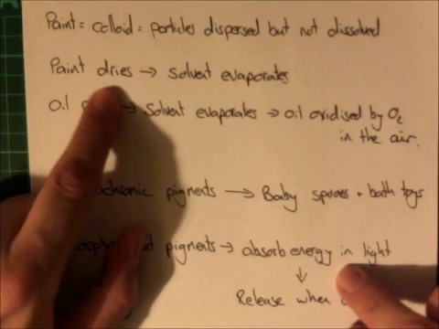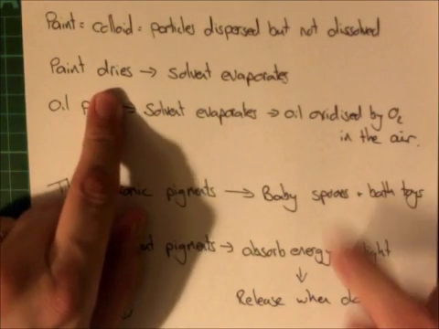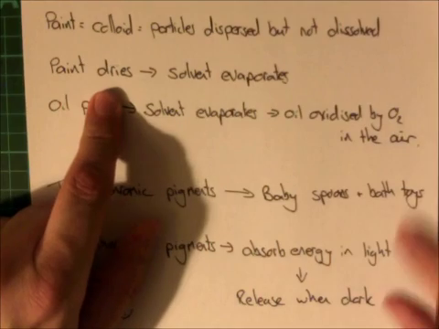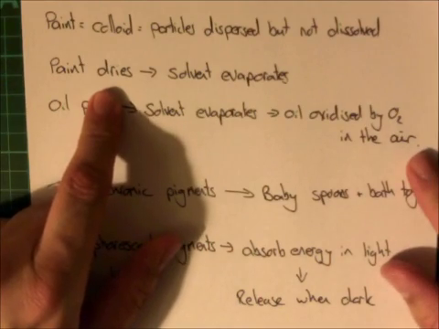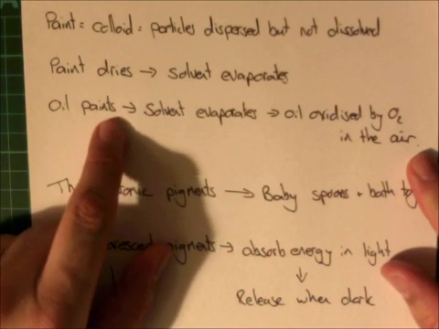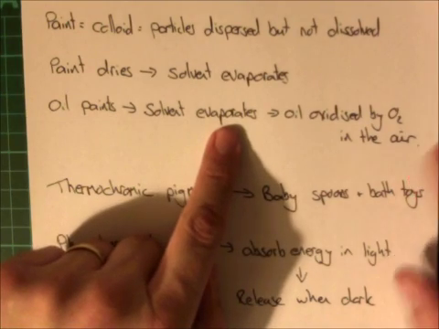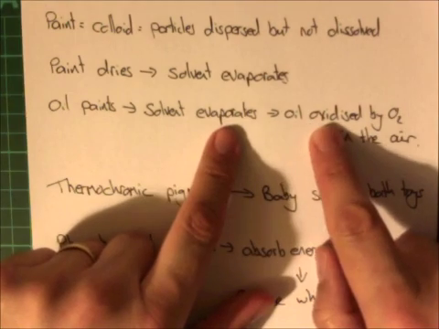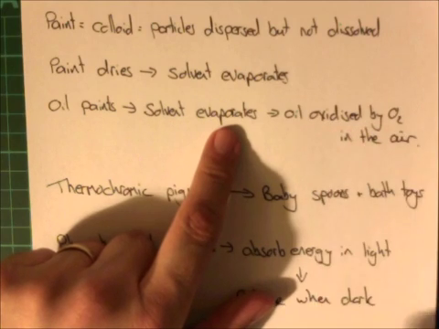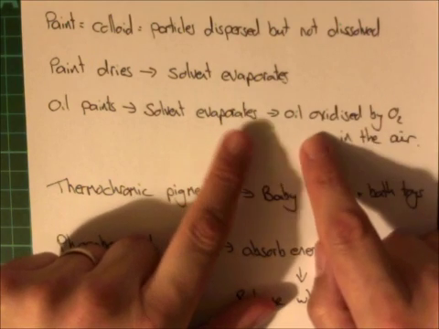So when paint dries, basic paint, water-based paint, the solvent, which is water, evaporates, and then you get the paint left over. In an oil-based paint, the solvent evaporates, but also the oil in the paint is oxidised by oxygen in the air. Now put that on just to make sure you know this step.